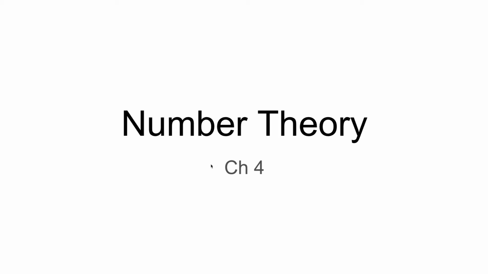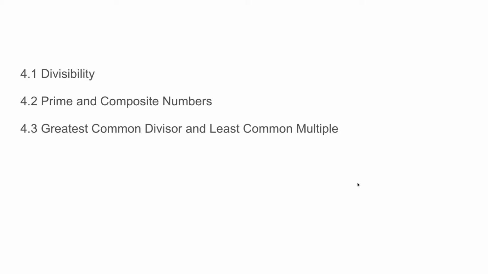So we are not done with the whole numbers yet, still working with the whole numbers, and we're going to have number theory on the whole numbers. In this chapter we're going to do 3 sections: divisibility, prime and composite numbers, and greatest common divisor and least common multiple. So you can have some expectation on what you need to do. Okay, so the first thing is divisibility.